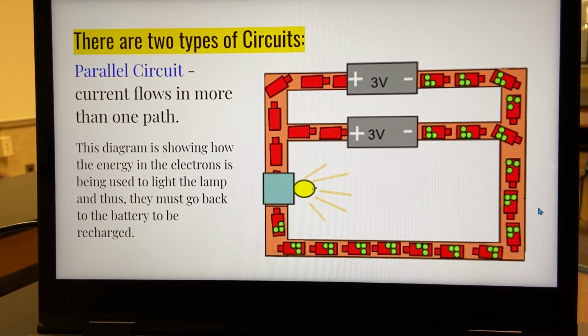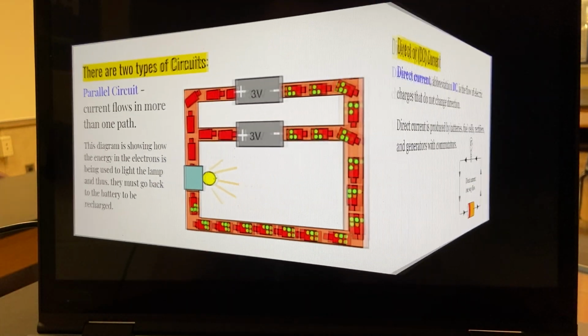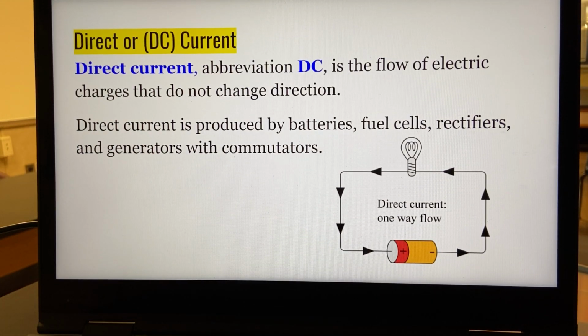If there are multiple paths or more than one path, we have a parallel circuit. So this is a diagram of a parallel circuit. DC, or direct current, is current that flows again only in one direction. Examples would be batteries, fuel cells, rectifiers, generators with commutators.